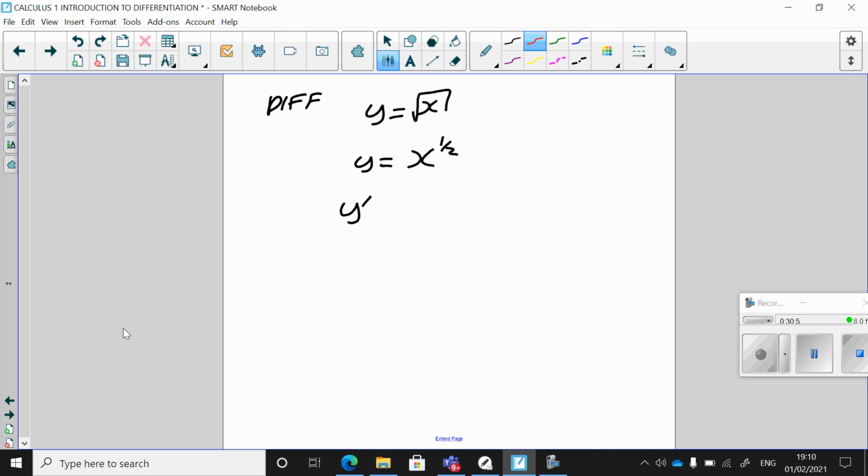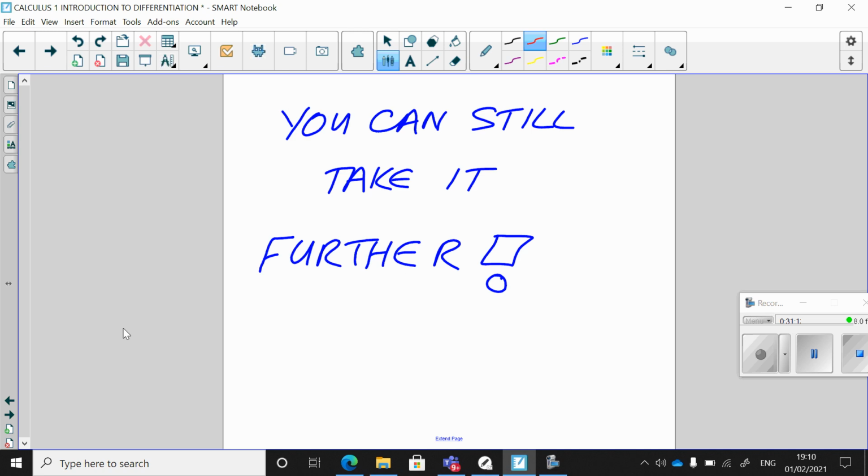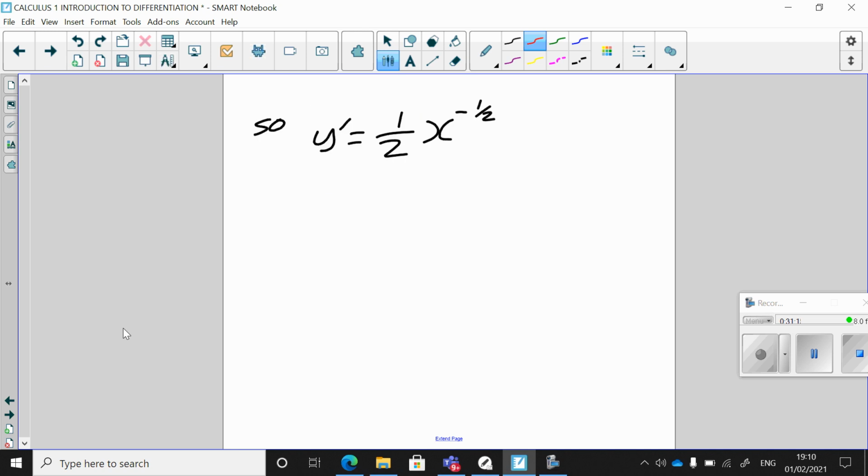I'm using the lazy notation y dash. Half comes down the front. Don't touch x. It reduces the power by 1. That's fine. Power half take away 1 is negative half. That answer is perfect to there. You can leave it. But if you look up the back of a book, probably won't say that. So, like they're saying, we can take it further.